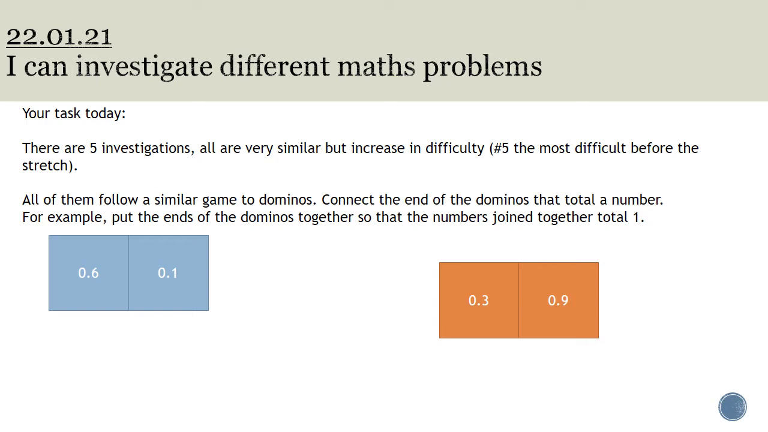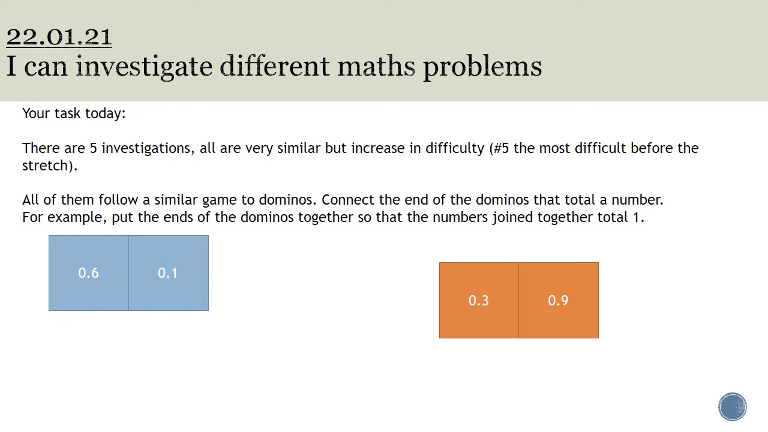All of them follow the similar game of dominoes. Connect the ends of the dominoes that total a number. On the sheet, it will tell you what the total needs to be. In this example, I'm going to put the ends of the dominoes together so that the numbers joined together make 1. So as you can see, I've got a blue domino and an orange domino.